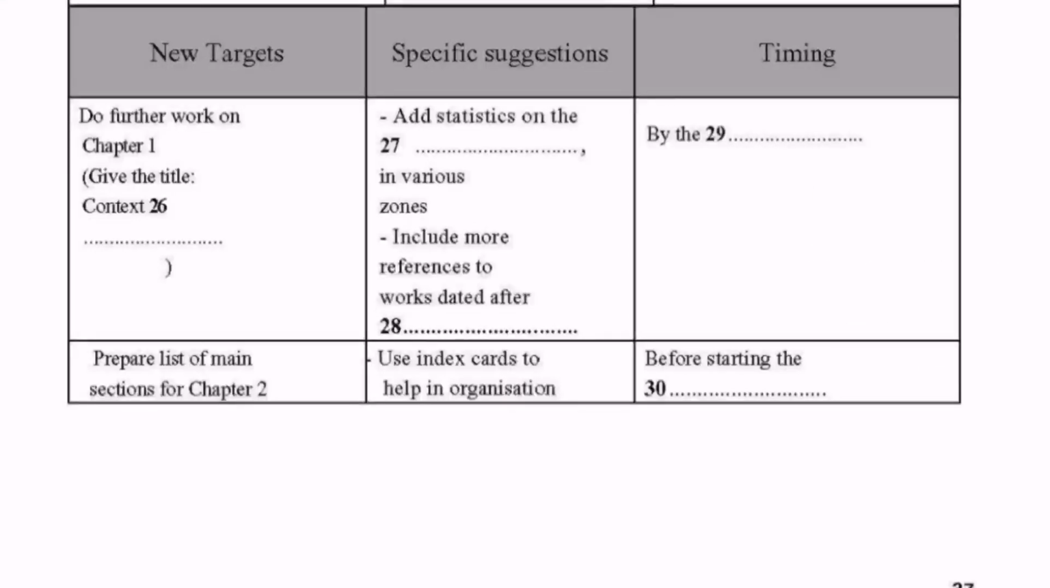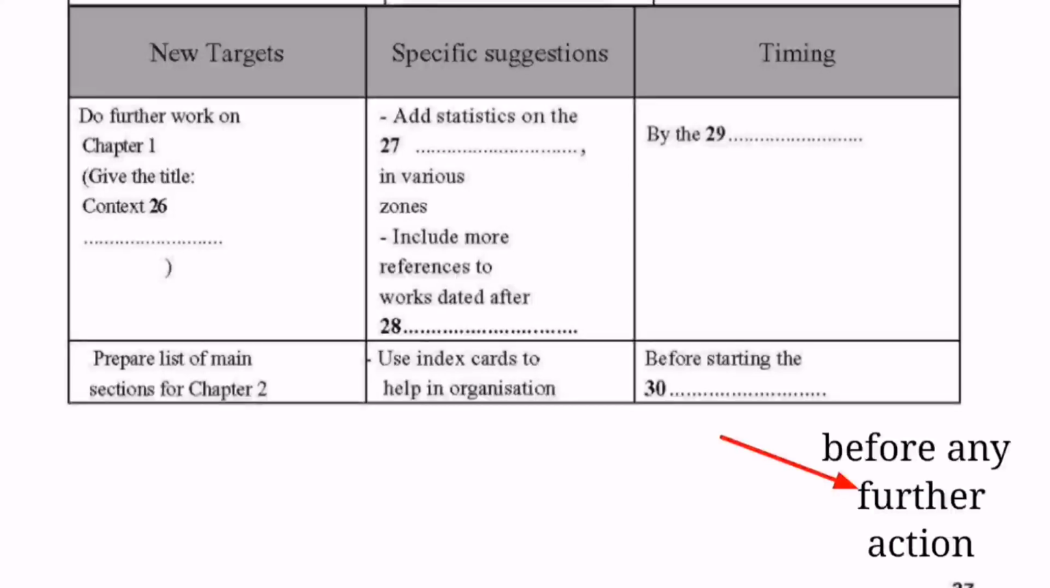Question number 30. Before starting the and then blank. And as this question is also mentioned in the timing column, it means that we have to submit something before starting any further action. So we have to find that action for the question number 30.